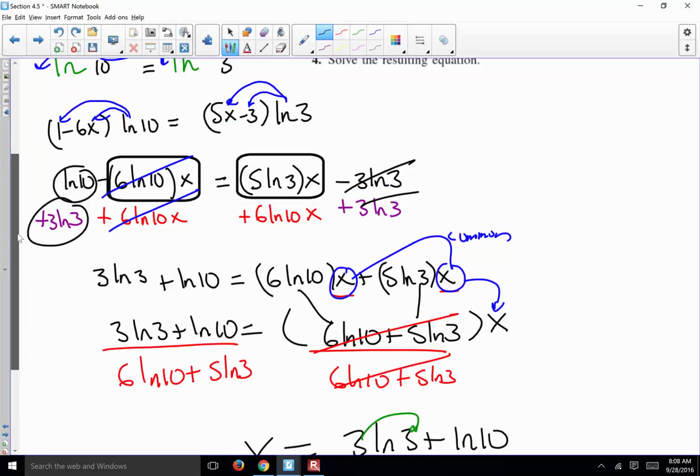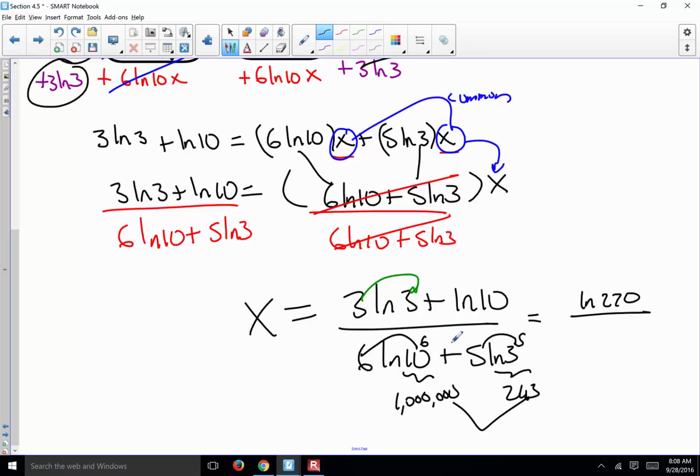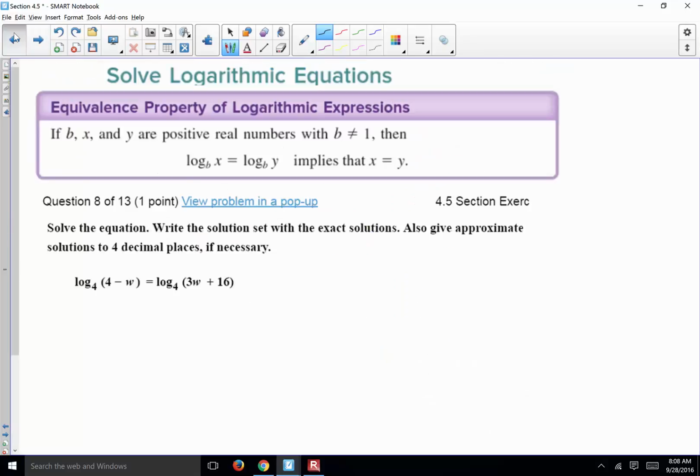How did I get those numbers again? I combined these ln's because they are hard to type in separately. Again, this is ln 270, and this is 10 to the 6. 10 to the 6 is a million, and this is 3 to the 5th. 3 to the 5th is 243. When I multiply them, it's 243 million. But if you write them separately, your calculators can still do it. I just don't want to mess with it.